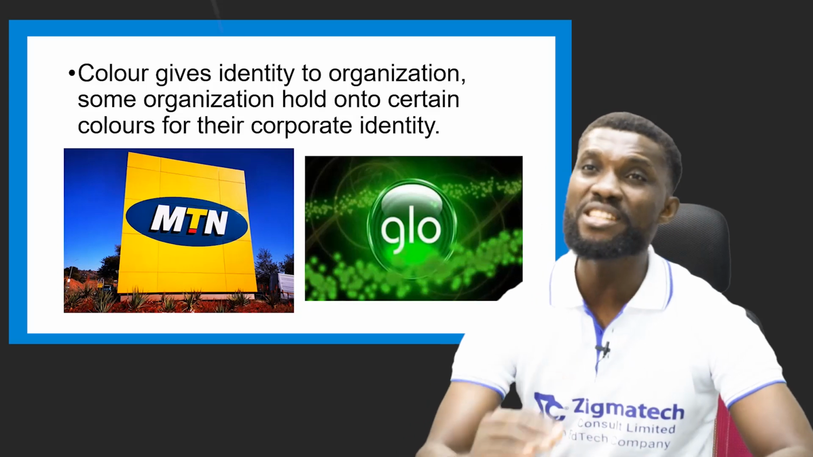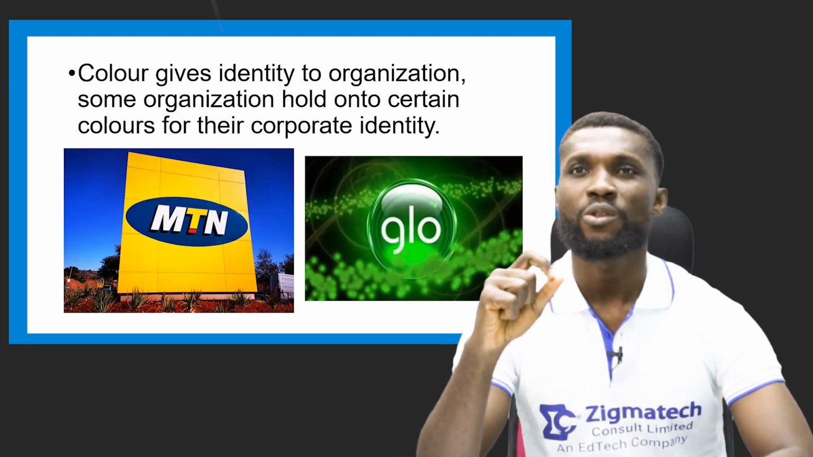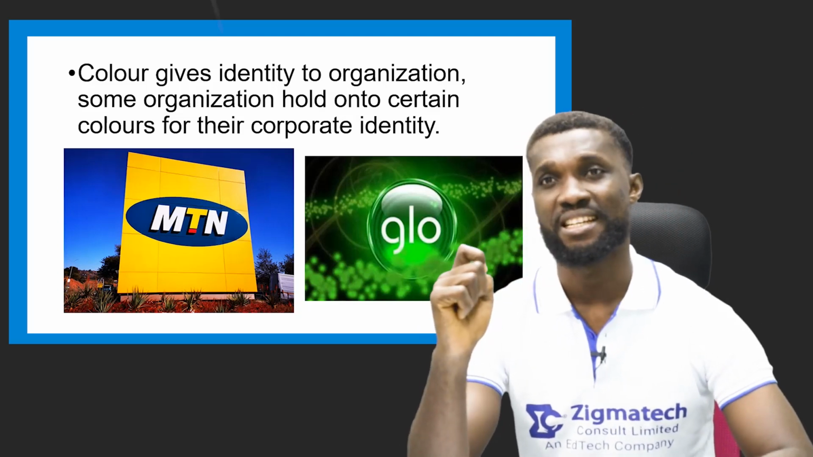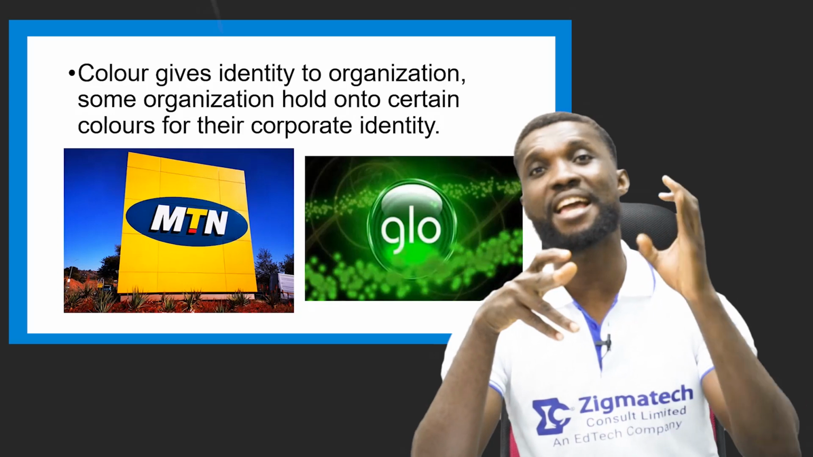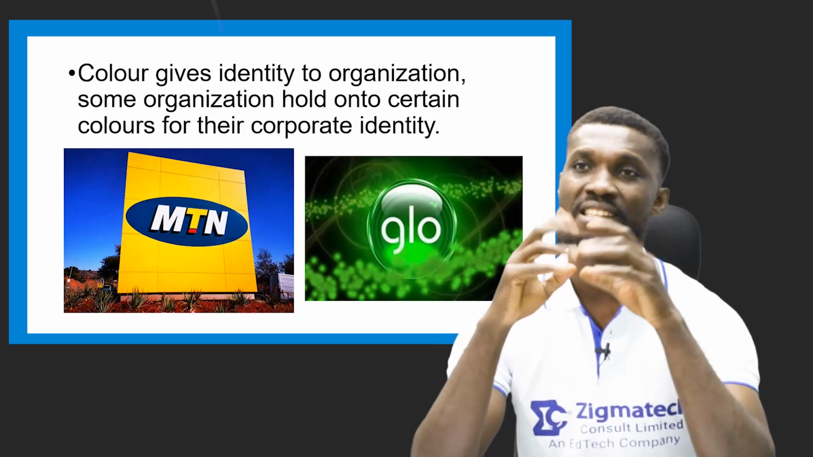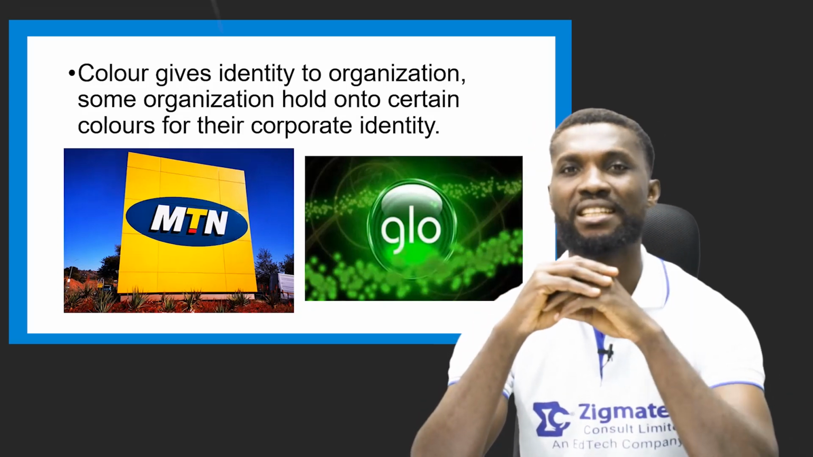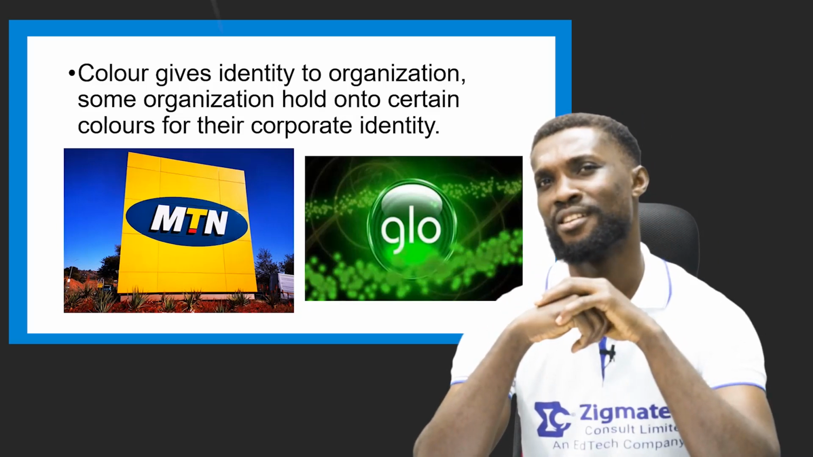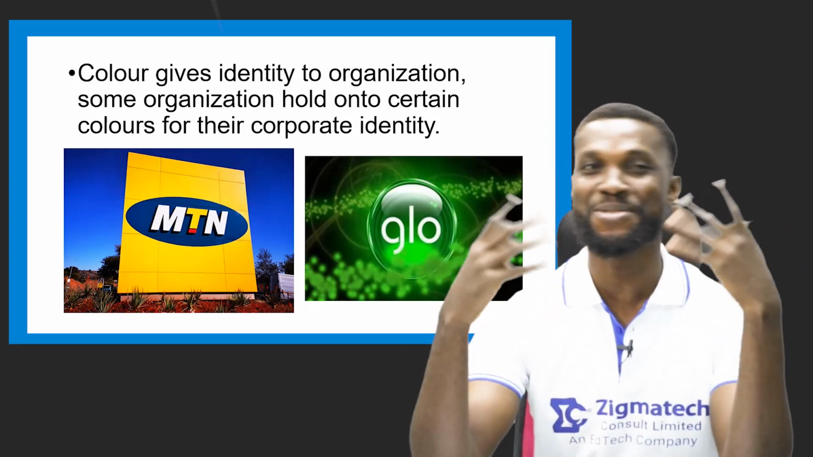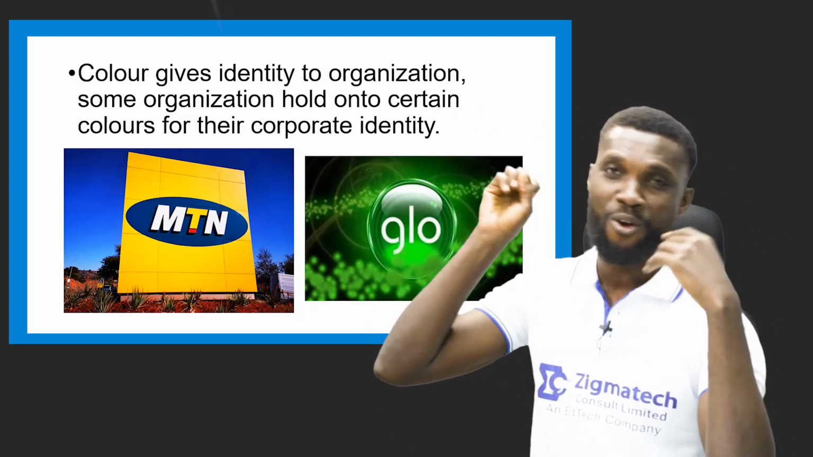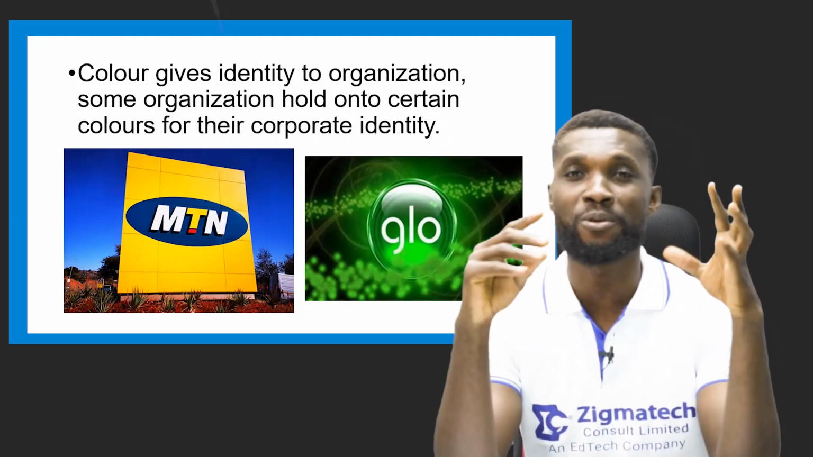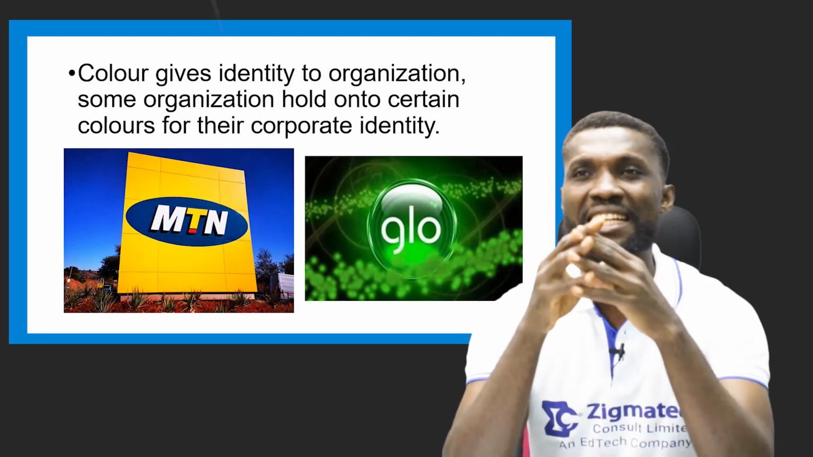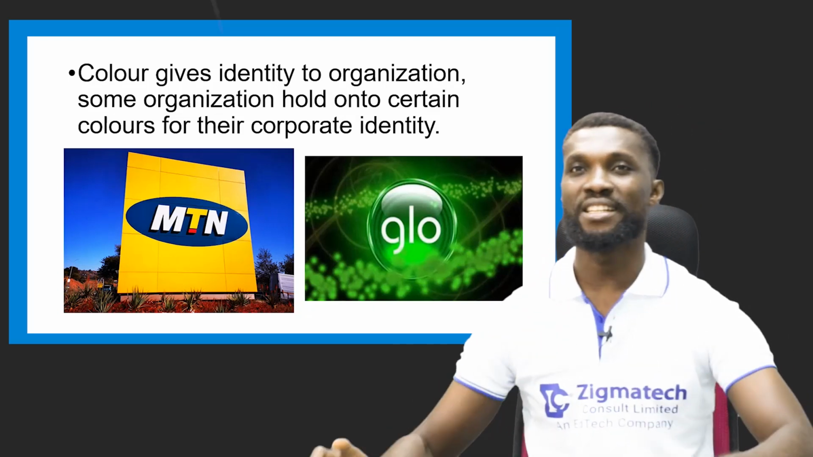So color gives recognition and identity to organizations. Some organizations hold onto certain colors for their corporate identity. That is exactly what I'm trying to explain here: MTN holds yellow for their identity, Glo holds green for their identity. If I should ask you, Facebook holds which color for their identity? You don't even need to think. As long as you hear the word Facebook, blue comes straight to mind, because that is the color of the identity. So color gives identity to every organization.